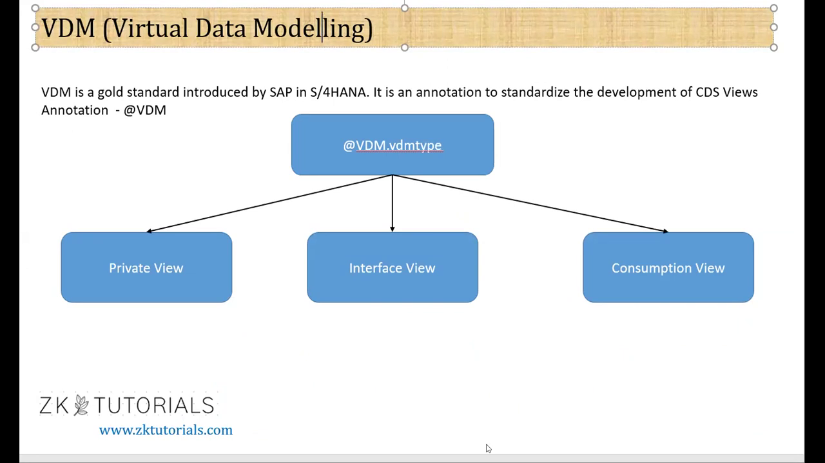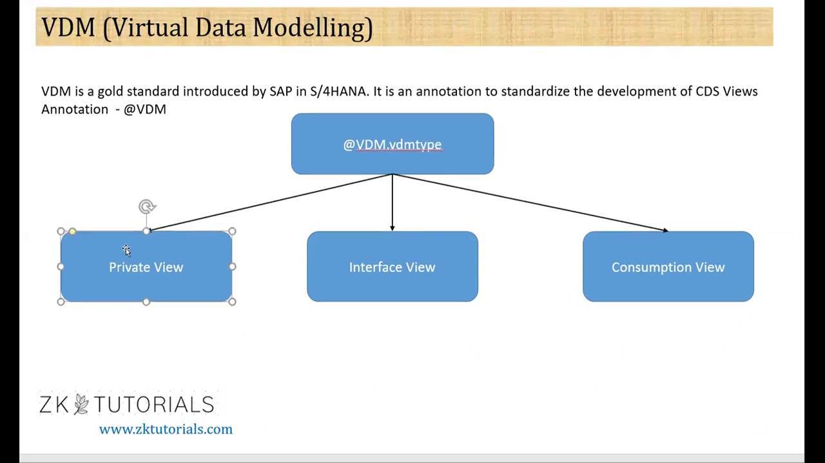Inside this VDM, we have three types: first is the private view, then the interface view, and the consumption view. We will discuss these one by one in our coming sessions. In today's session, we will discuss these private views. So what are these private views? As the name suggests, these are private views.